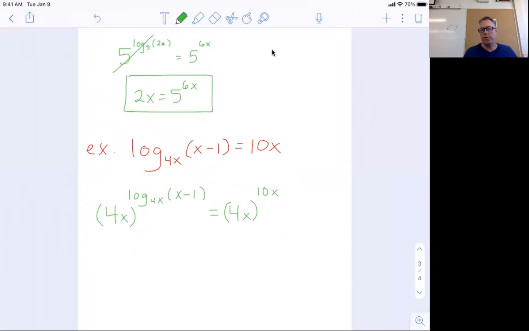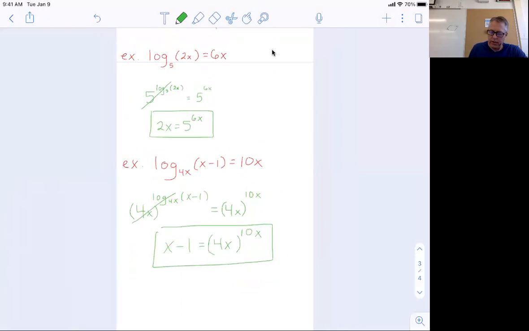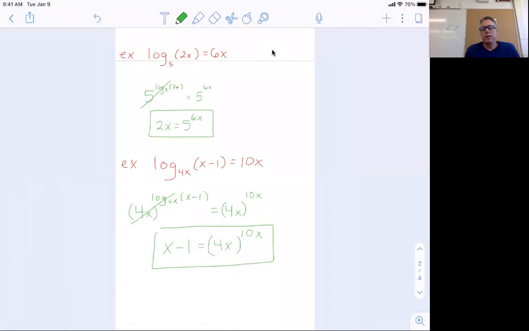So whatever the base was, I took 4x to the power of both sides. And the reason we do that is because the 4x and the log base 4x cancel each other out. And so we're left with x minus 1 is equal to 4x to the 10x power. And that is then written in exponential form.